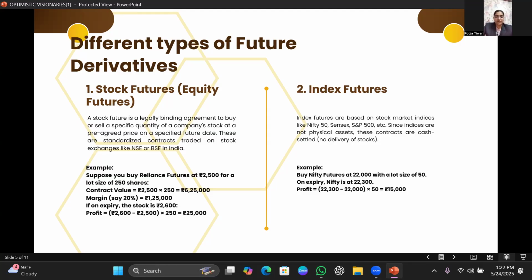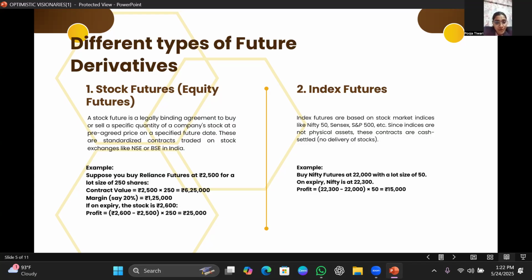First is stock future. Stock future is a future contract where the underlying asset is a specified individual stock, like Reliance Industries stock, Apple stock, etc. Let us understand it by an example. Suppose you buy a Reliance future at 2,000 rupees for a lot of 250 shares. The lot size of the share is 250 shares.